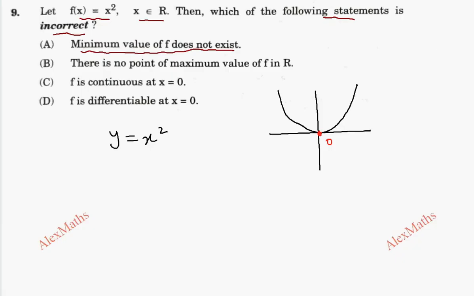If you want to check why the other options are wrong, option B, there is no point of maximum. Actually, the parabola is extending on both the sides, so there is no maximum. It is having only minimum. So this is actually a correct statement. F is continuous. Yeah, it is continuous. There is no break in the curve, and it is also differentiable. So the only incorrect statement is option A, which is the minimum value of f does not exist, but actually the truth is the minimum value exists and it is 0.